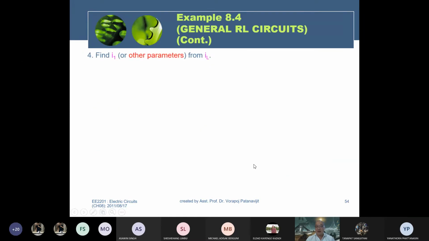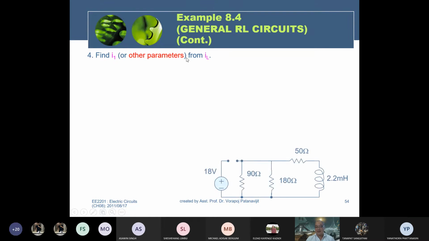Now, if the questions ask you for I1, you derive them from the circuit directly. For time less than 0, you can determine them from the circuit directly. But for time greater than 0, you must compute them from IL only.